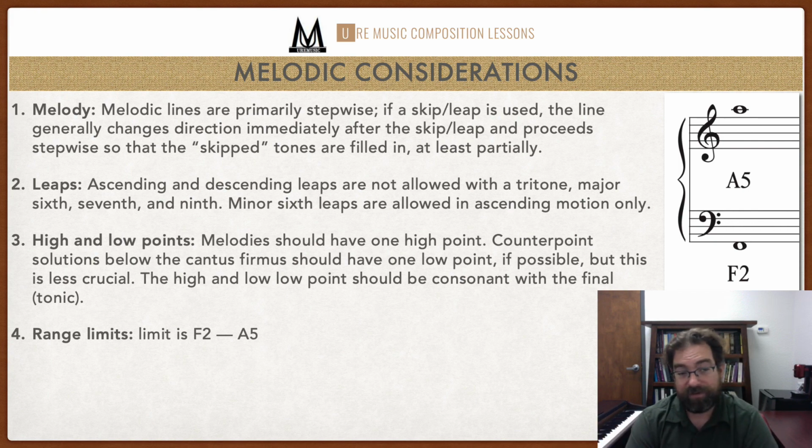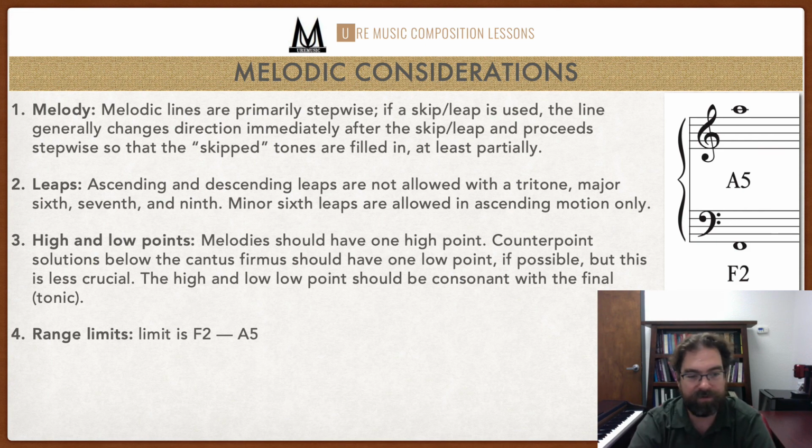The minor 6 leaps are allowed in ascending motion only, so you cannot leap down a minor 6. So really, your leaps are limited to a 4th, a 5th, and an octave, and the minor 6 ascending. That's a hard thing to remember, but it's not a bad idea to make a note of that one because it's one of the easiest mistakes to make. If you get stuck in your counterpoint and you need to leap really far, just remember that you can't leap down that minor 6. You can leap down a 4th or a 5th though.